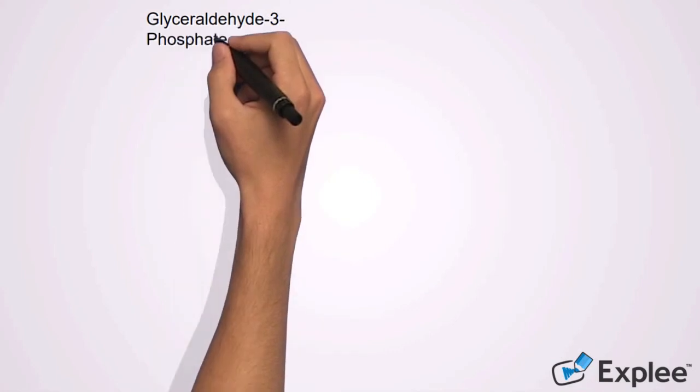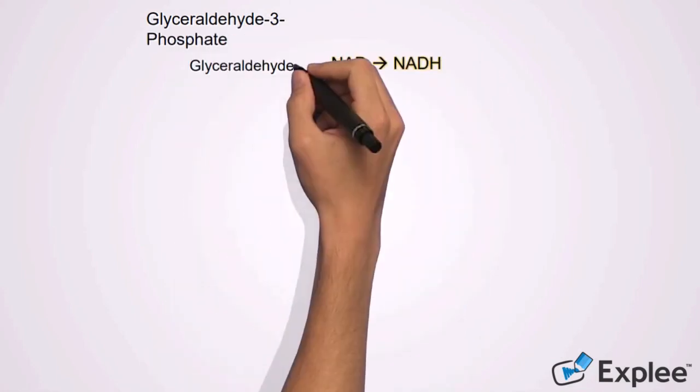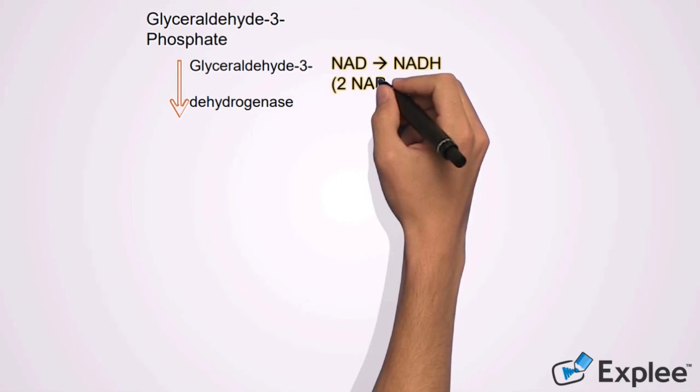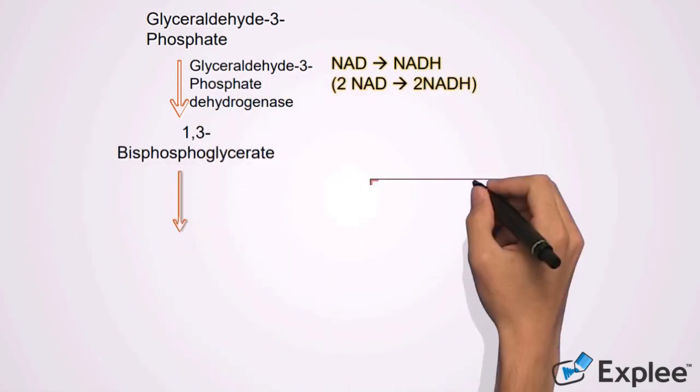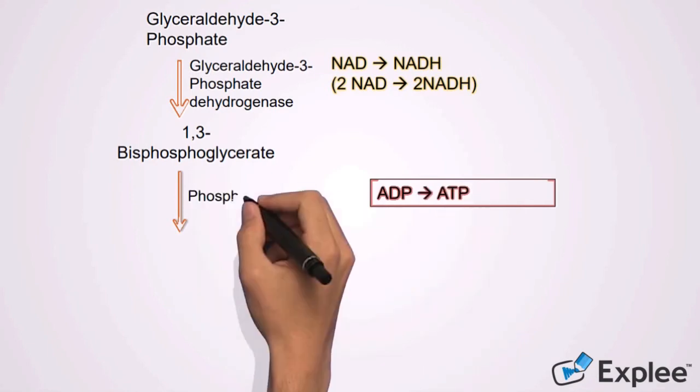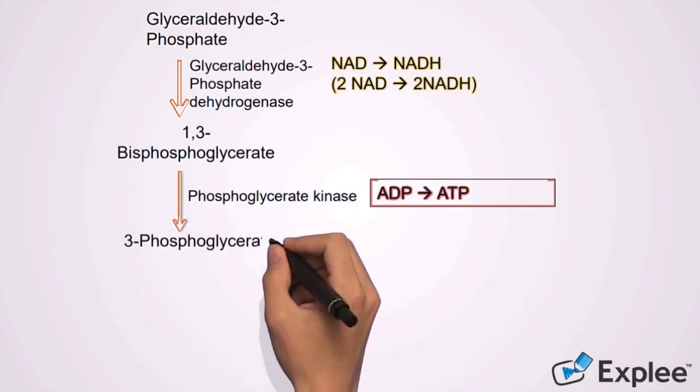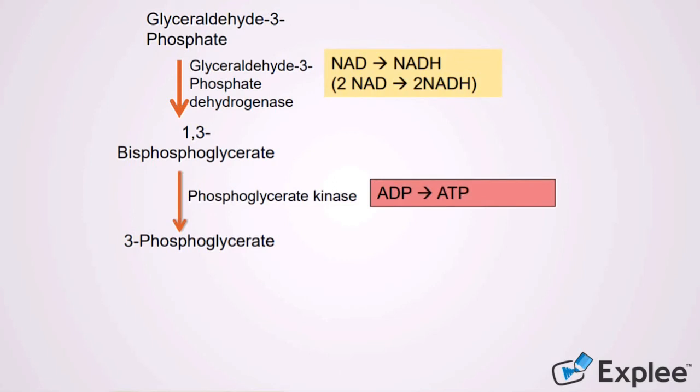To continue with the second phase, glyceraldehyde 3-phosphate is phosphorylated and will turn to 1,3-bisphosphoglycerate, where NAD will turn into NADH. 1,3-bisphosphoglycerate will then undergo dephosphorylation, where ATP is produced and will yield 3-phosphoglycerate.